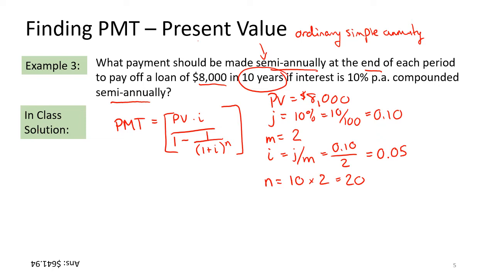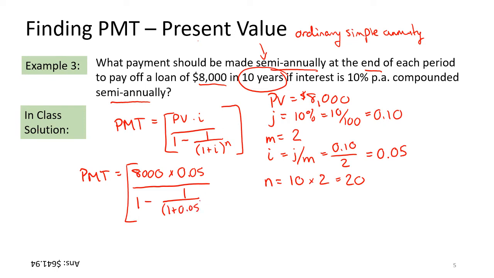So now we have all of our information, we just have to substitute it into our formula. So our payment is equal to our present value, which is $8,000 for this loan, times our periodic interest rate, 0.05, divided by 1 minus 1 divided by 1 plus 0.05, and that's the exponent 20, right? Because the total number of payments is 20.